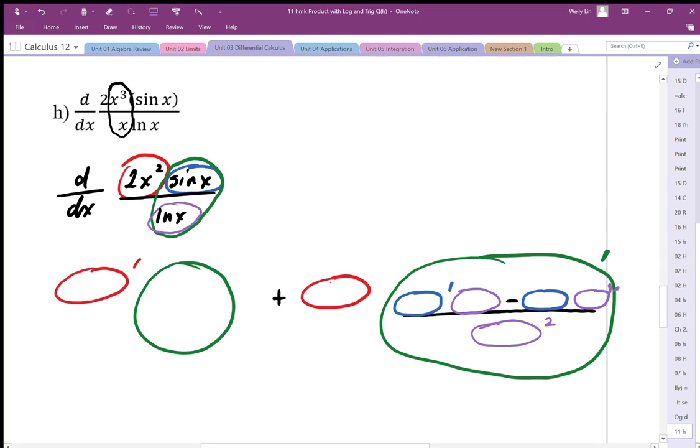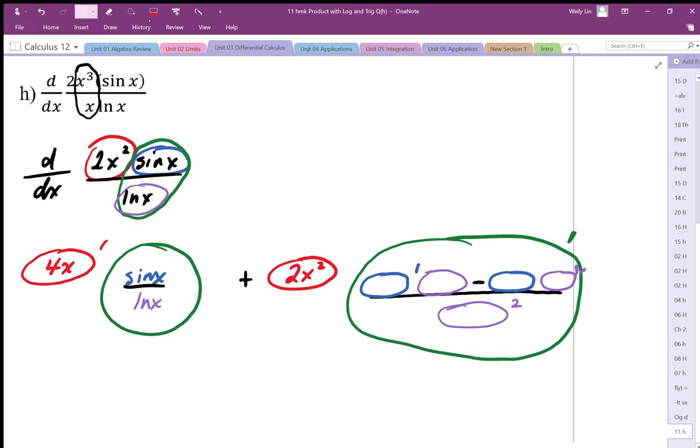So inside the green, when I differentiate a quotient, that's the only place I apply the quotient rule. So there it is. I'm going to write in the different parts here. This is the derivative of the first term. That's going to be 4x. And then the second part of this does not change because we don't differentiate this, so sine x over log x. This next part of the product rule, the 2x squared doesn't change, so I just leave that as 2x squared. But now I have to apply the quotient rule in this case.